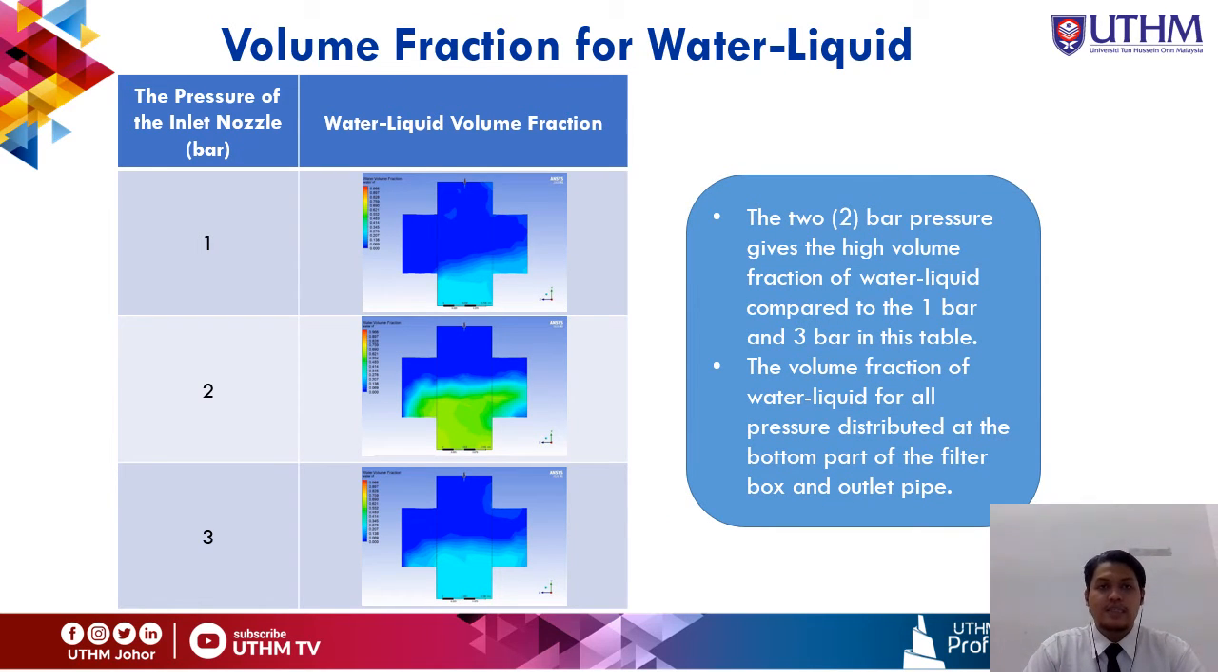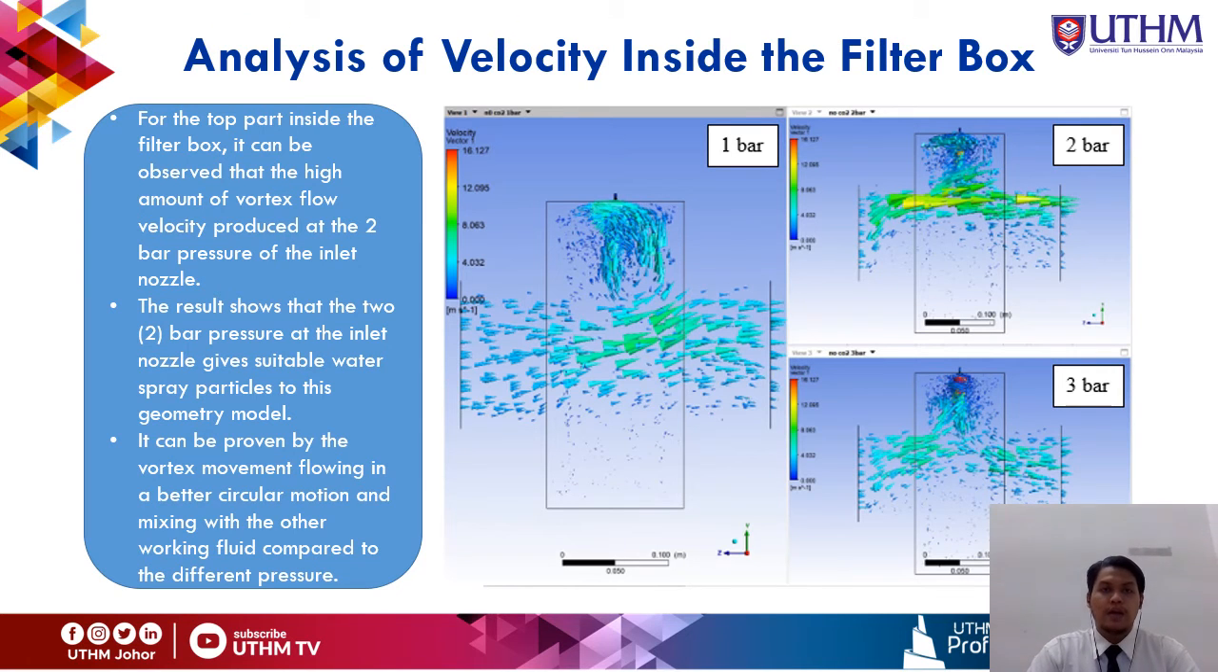And this is the volume fraction for water liquid. The 2 bar pressure gives the high volume fraction of water liquid compared to the 1 bar and 3 bar in this table. The volume fraction of water liquid for all pressure is distributed at the bottom part of the filter box and outlet pipe. Next, I will explain about the analysis of velocity inside the filter box.